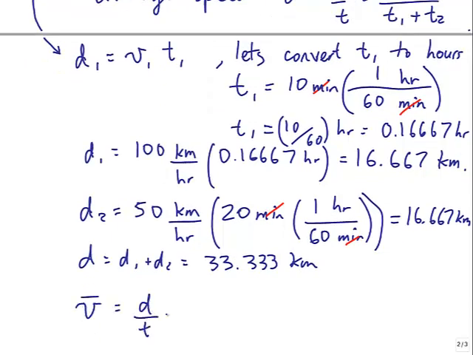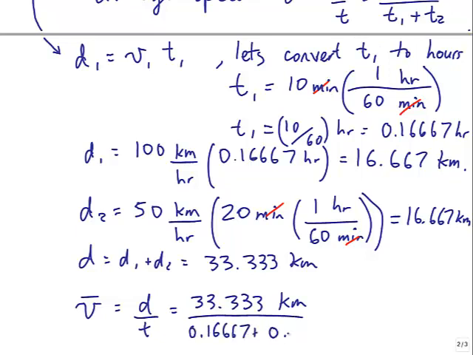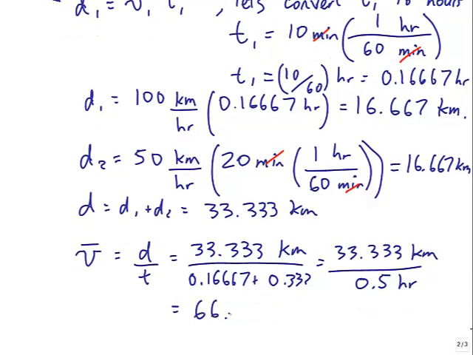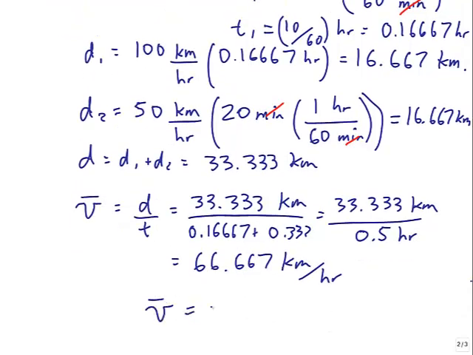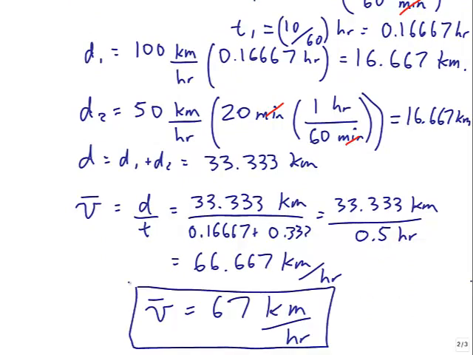And your average speed is d over t. That's that many kilometers divided by half an hour. So 33 divided by 0.5 ends up being 66.667 kilometers per hour. Rounding to two significant figures, I get 67 kilometers per hour.